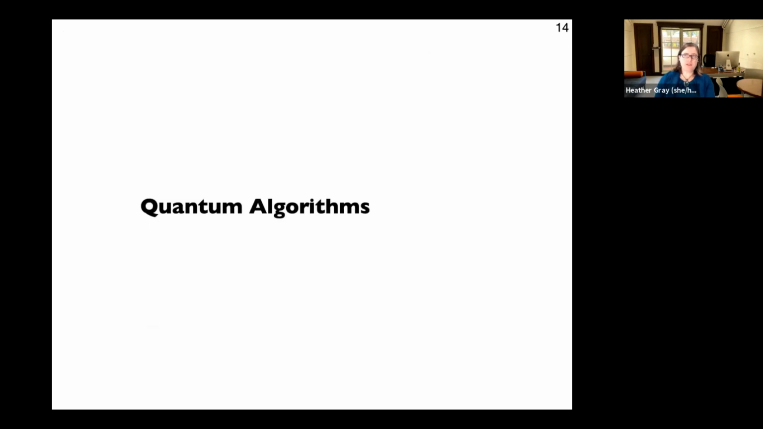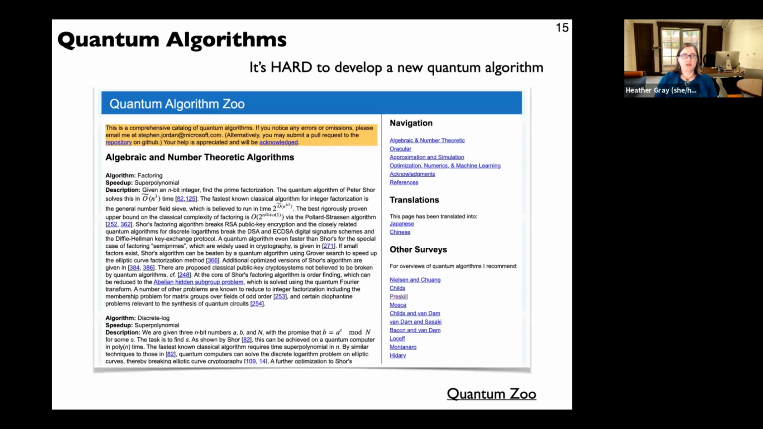Now let's move on to talking about quantum algorithms. The first point that I want to make is that it's really hard to develop a new quantum algorithm. In fact, it's so hard that all known quantum algorithms are listed on a web page called the Quantum Zoo. I have the link there, and I've taken a screenshot of the top of it. And yep, all quantum algorithms, you can pretty much find them on one web page, which is very different if you think about classical computers today.